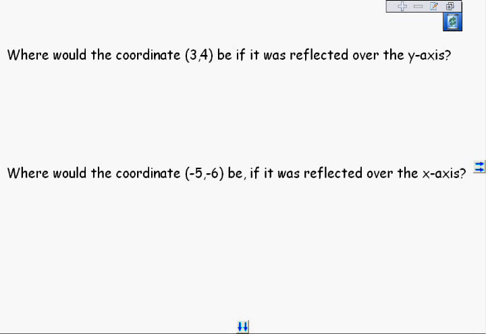So, where would the coordinate 3, 4 be if it was reflected over the y-axis? So if you take it from here and flip it over here, you did not change where you were on this. You're still right there. What you changed was where you were on the x.